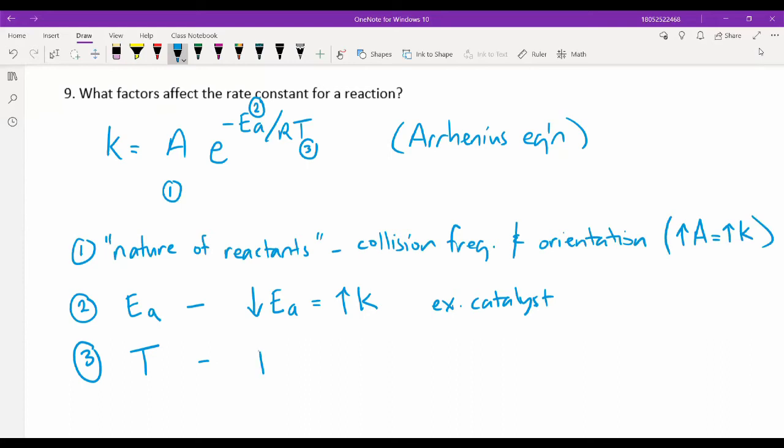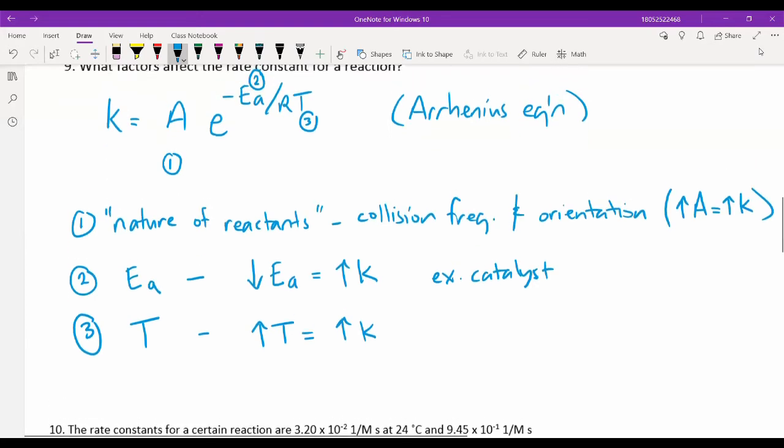So temperature makes sense, it's pretty intuitive. Higher temperature, faster rate, bigger rate constant. There are all kinds of examples of that. Or vice versa, colder temperature, slower rate, smaller k. So that's something to keep in mind.